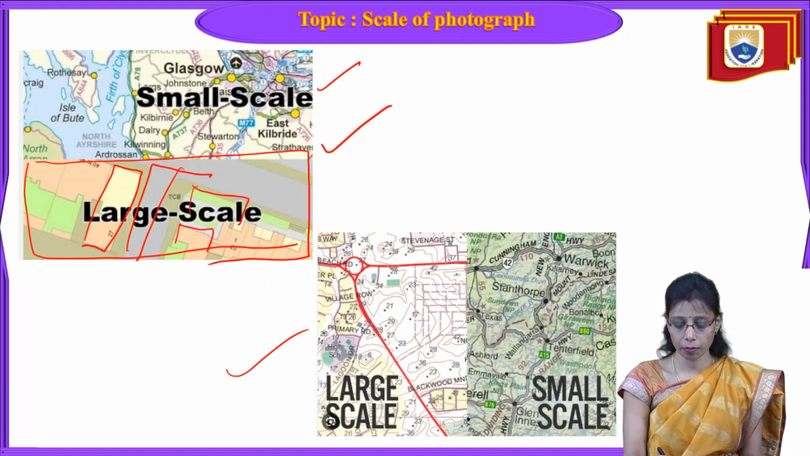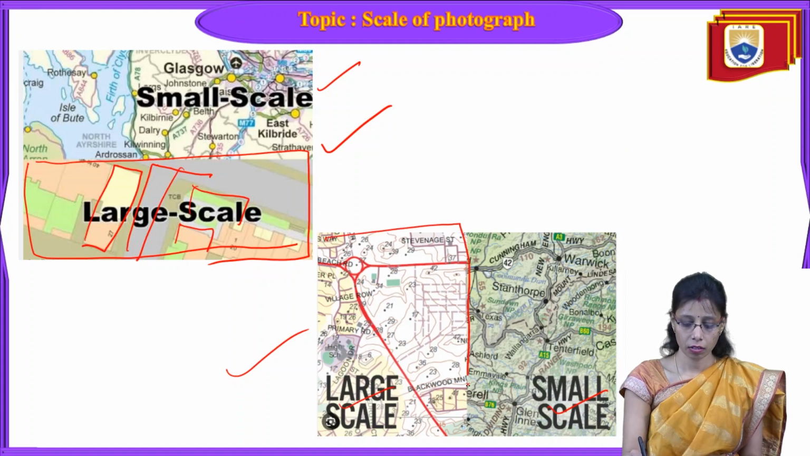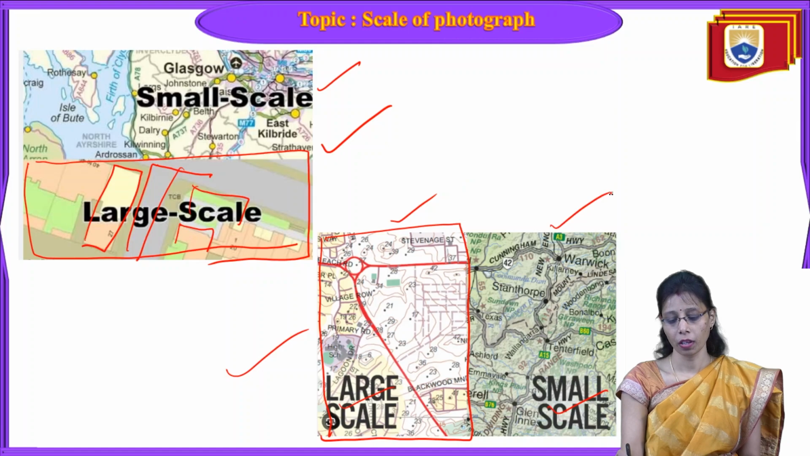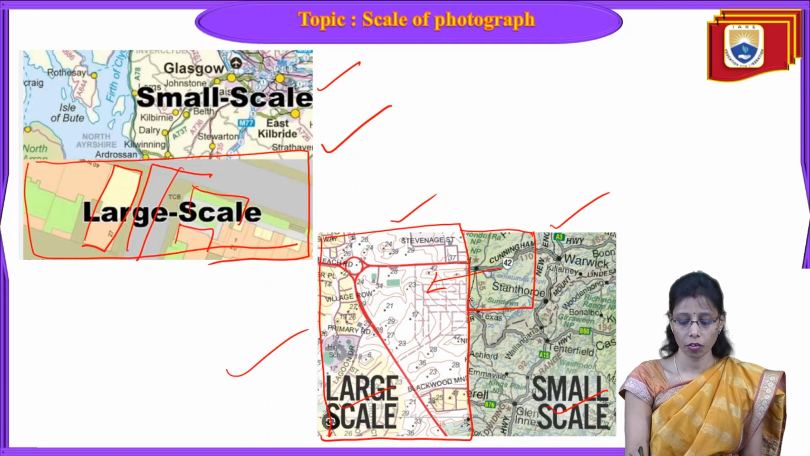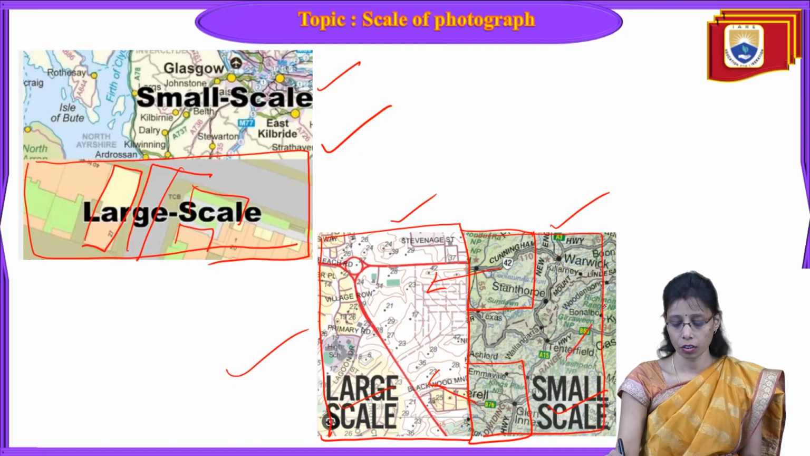Again, here one more example is there. So this is large, this is small. Now you can see in the large scale map, the area coverage is always less. It means that if this is a part of this map, then this much portion is represented here. Let us say this much portion is represented here, not totally. If we represent the entire area, this area is small scale. Why? Because it is giving you very few details.